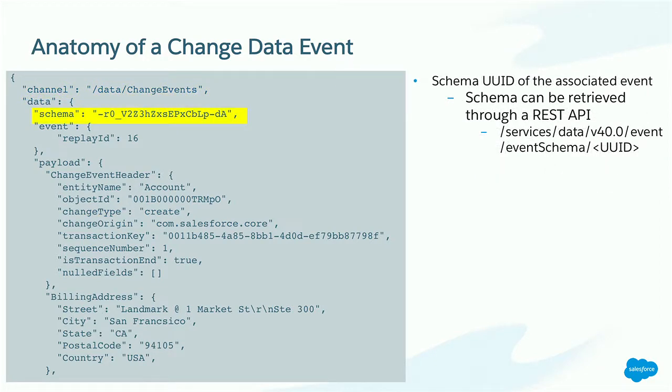Second thing we see here is the schema ID. And this is where event decoupling starts to become very interesting and something that was difficult to do before. What the schema represents is the shape of the event that you're receiving. You can take this ID, you can actually go to this REST endpoint, and you can get back all of the metadata on the shape of that event.